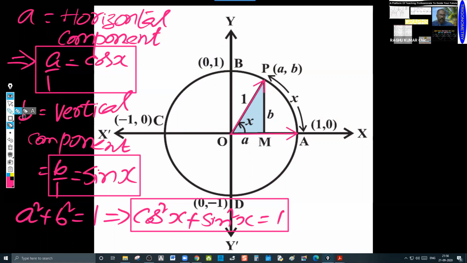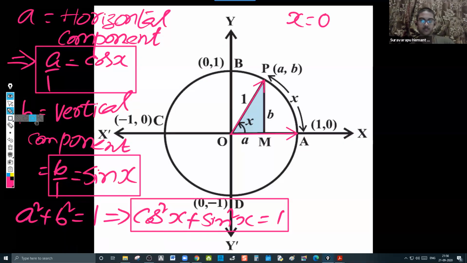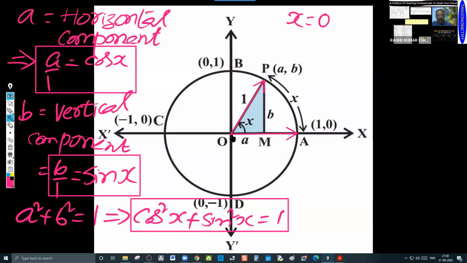See here, what is that first? X equal to 0 means what? You tell me first. That's what I need from you. X is equal to 0 means what happens to this angle here? It collapses. Correct or not? X is equal to 0. This OP collapsed now, and OP and OA are the same. OP coincides with OA. Do you accept this or not?